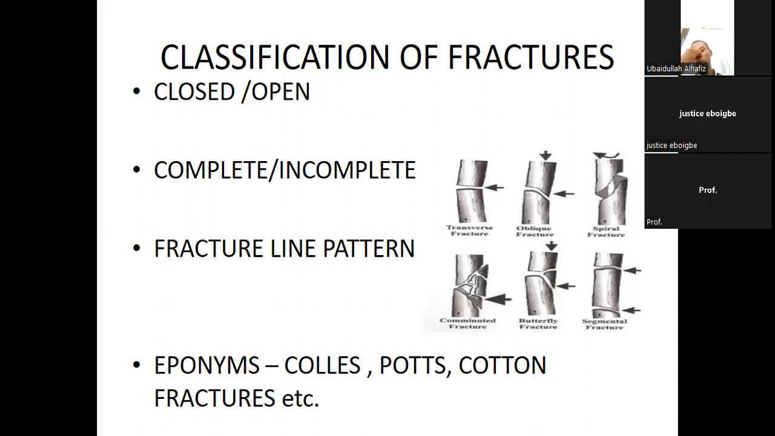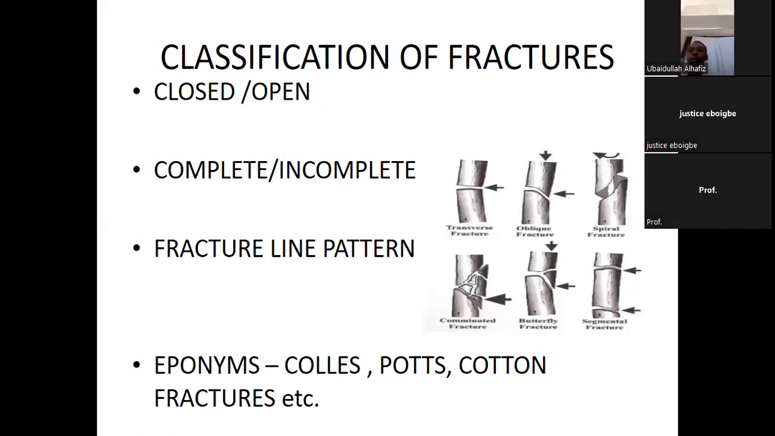So once we have a fracture that does not go completely through the cortices, we call it an incomplete fracture. Usually in children, we see that commonly. We call it either a greenstick fracture or we call it what? A buckle fracture. One or two of the cortices are broken and the others are intact. So we can also use that classification to classify fracture.